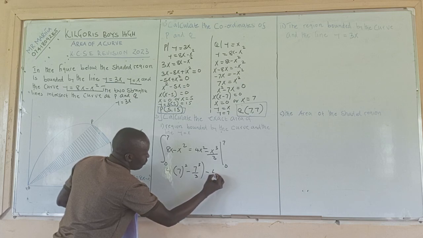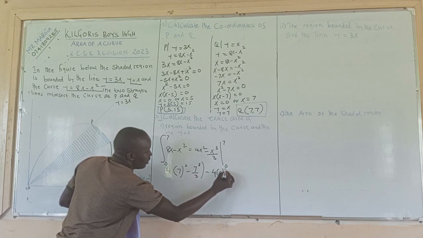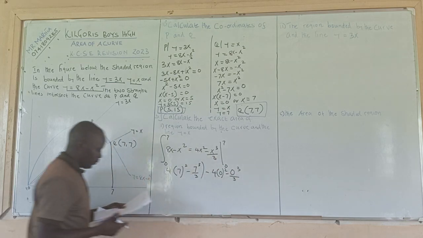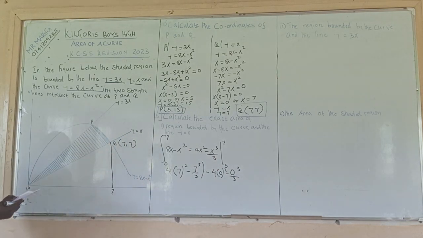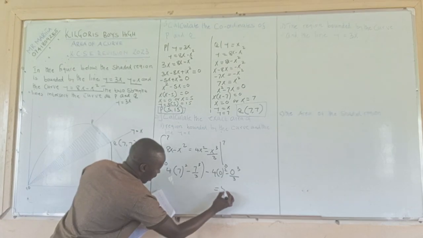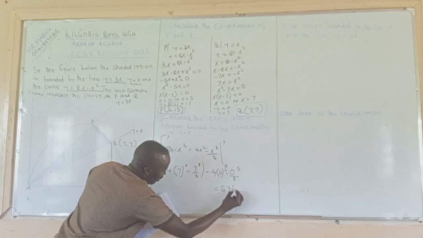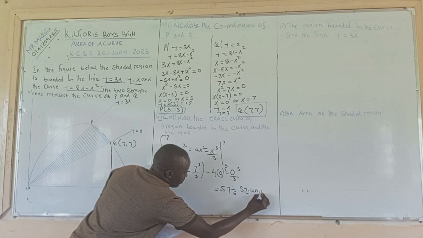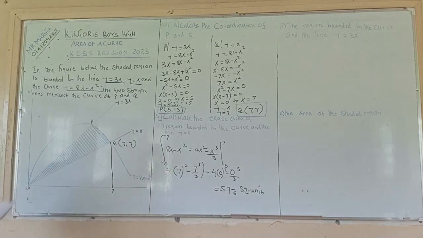So this one is 4 into 0 squared minus 0 cubed all over 3. And if you work out that one, you will get that area. You will get this area as 57 and 1 over 6 square units. Correct.